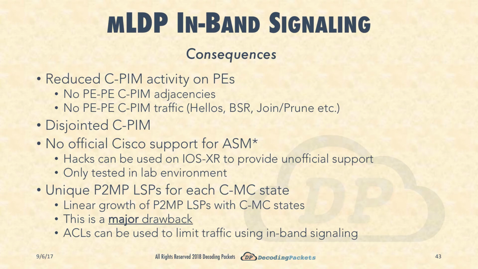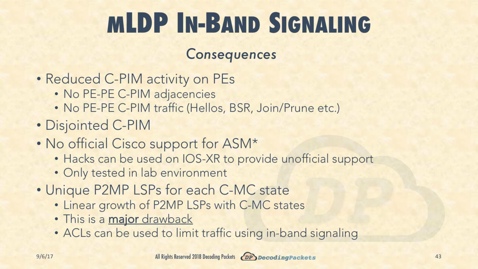So what are going to be the consequences of this? Number one, there is going to be reduced C-PIM activity on the PEs. Because there is no PE to PE C-PIM adjacency, you really have reduced traffic. You have literally no C-PIM traffic, no hellos, no BSR, no join prune, and this is going to have some repercussions, especially that BSR. But you have none of that now happening between the PEs. So really, the C-PIM is now disjointed, right? The C-PIM is not continuous between the sites. It's C-PIM within a site, MLDP inside the SP core, and then C-PIM again at another site.